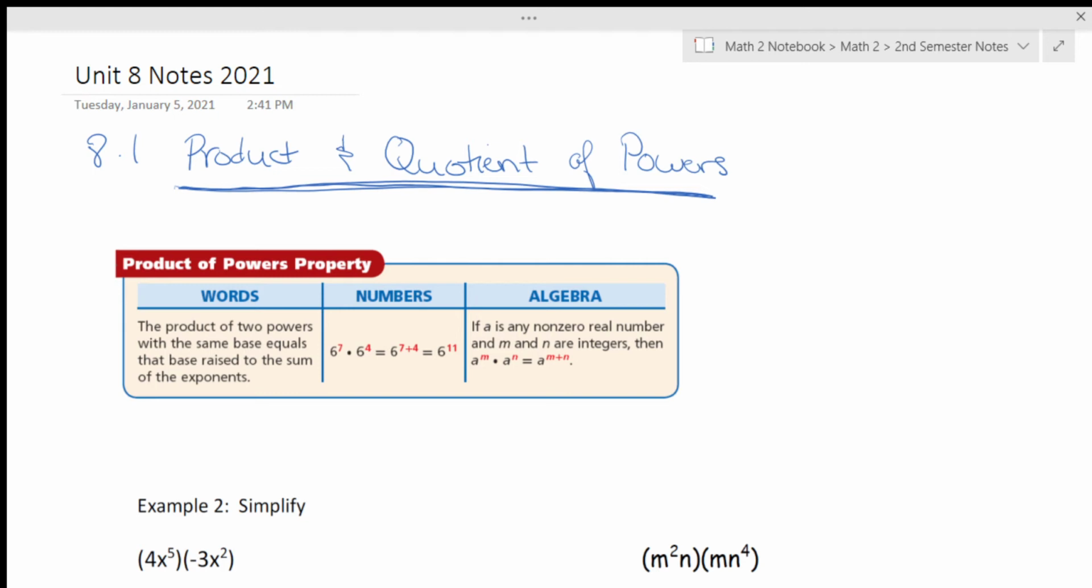So product of powers property, we got it listed right here. The product of two powers with the same base equals the base. So that base doesn't change, raised to the sum of the exponents.